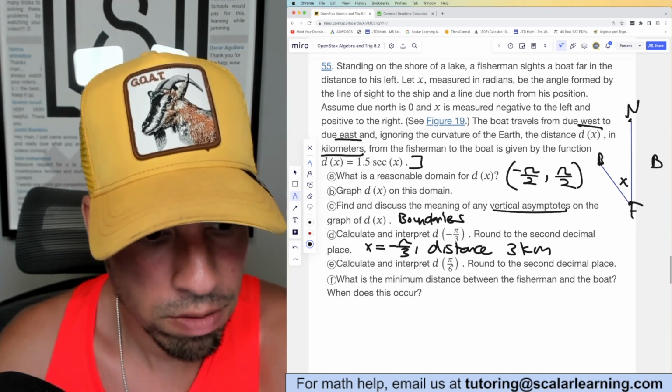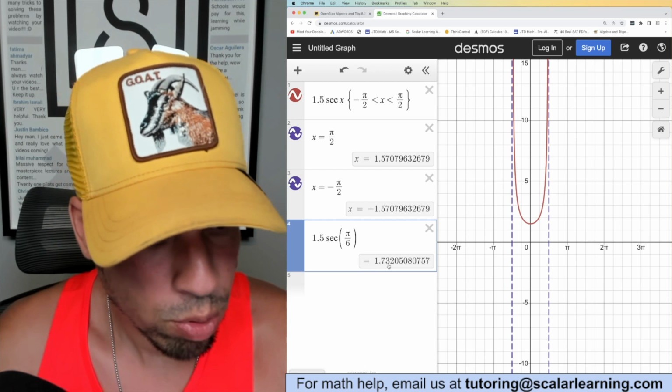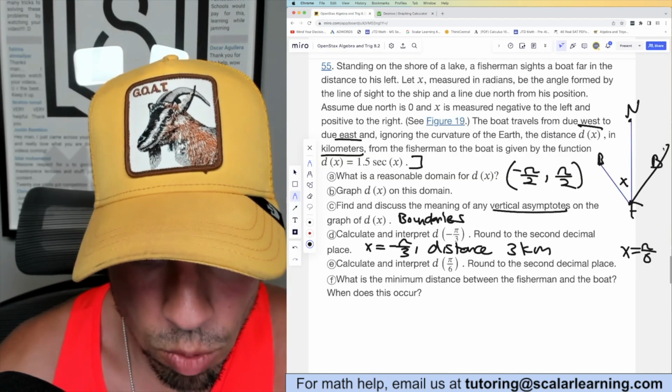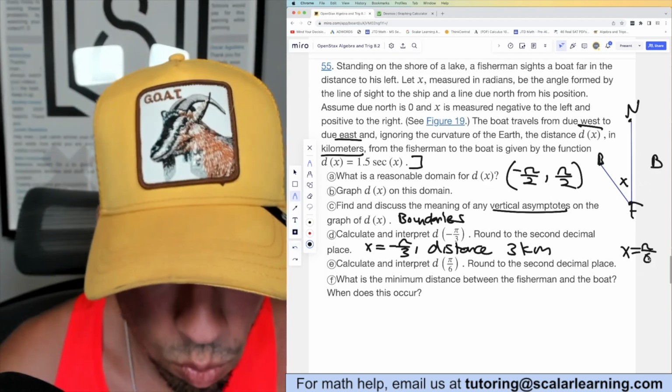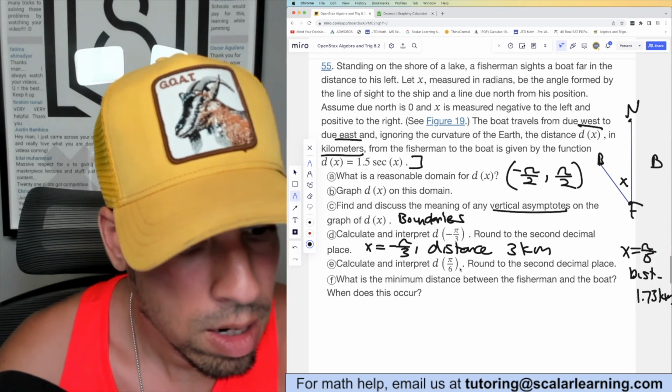Now let's do d of pi over 6. Let's do that in Desmos as well. So here, rounded to the nearest hundredth, is 1.73. So we can say when x equals an angle of pi over 6, that would be somewhere over here, the distance would be 1.73 kilometers, okay? And then now we get to F.